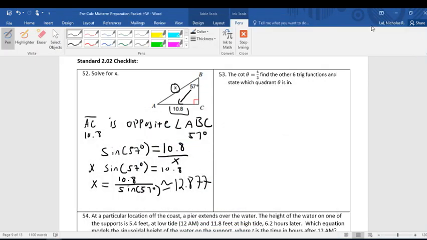The cotangent of theta is equal to 4/3. Find the other six trig functions and state which quadrant theta is in.